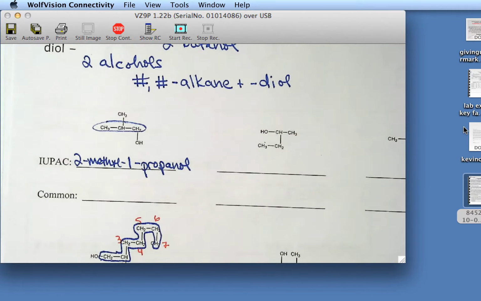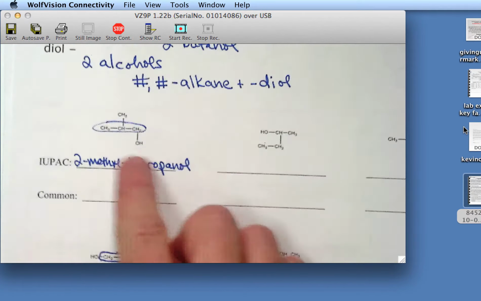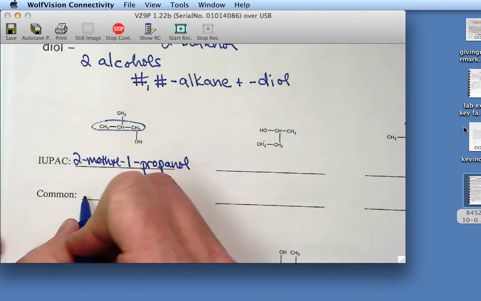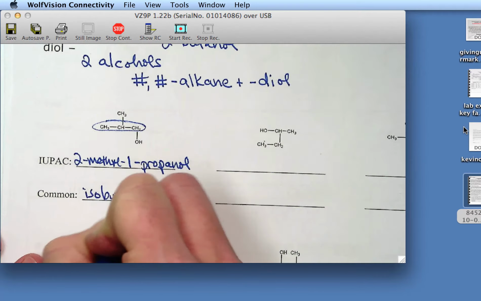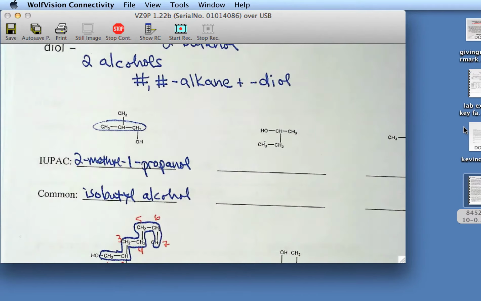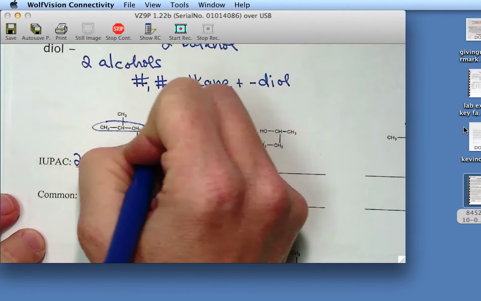All right, common for this one, cover up the alcohol, cover up that OH. Isopropyl or isobutyl? Isobutyl alcohol. Is it a primary, secondary, or tertiary alcohol? Primary, good.